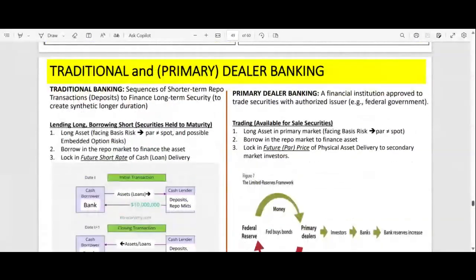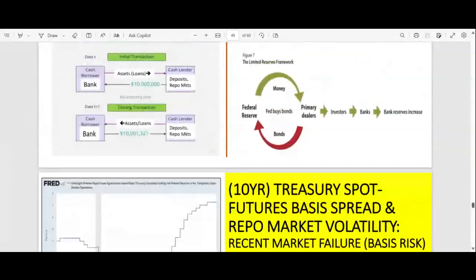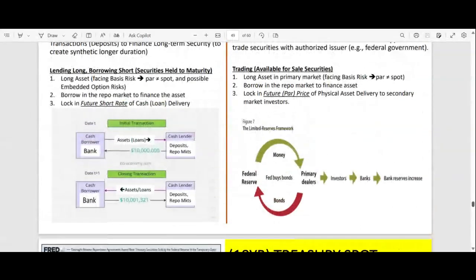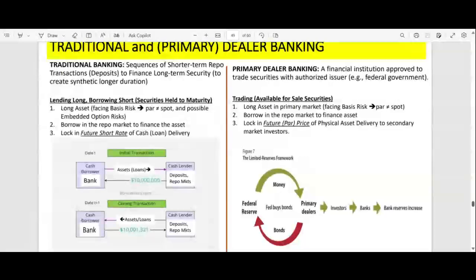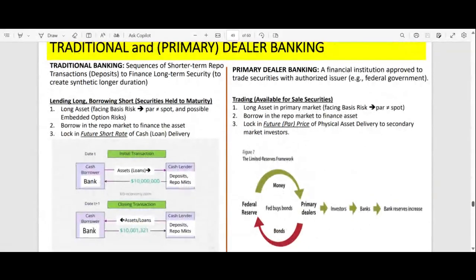All right. So, oh, good. I'm going to give you an example right here about the failure to basis risk. That's coming up. All right. So let's first talk about traditional versus primary dealer banking.